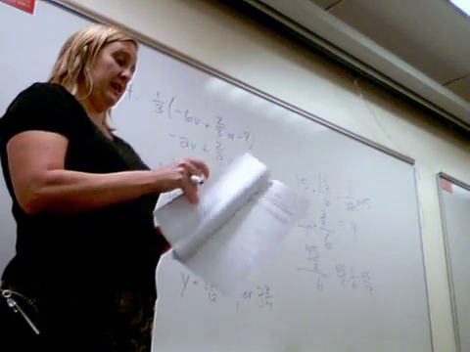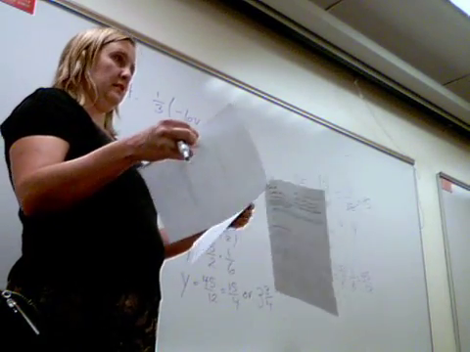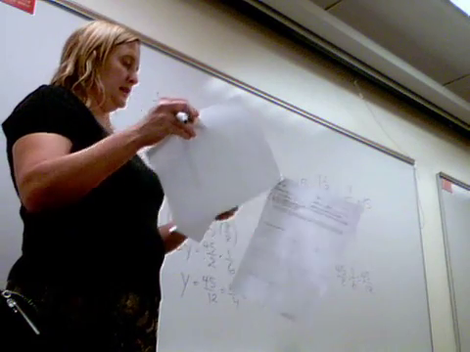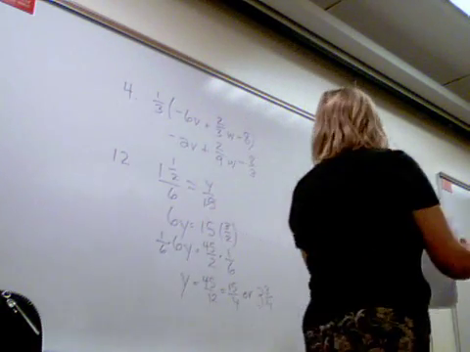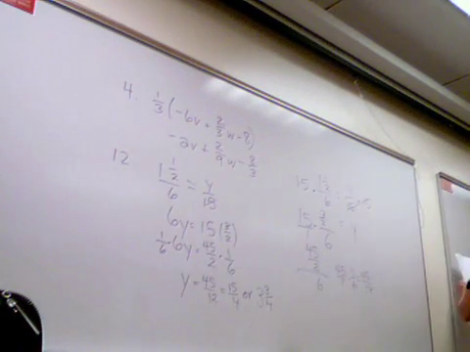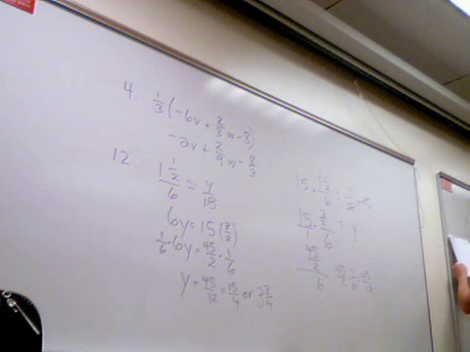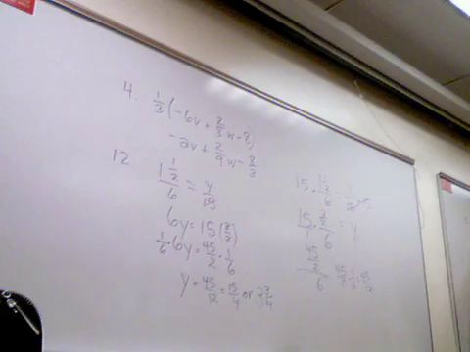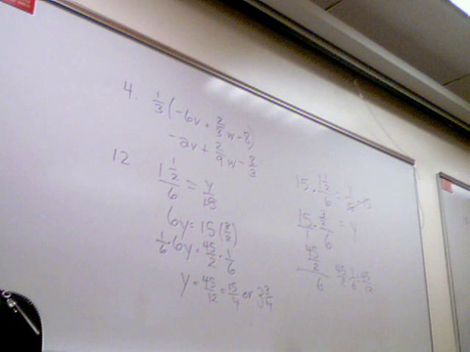I think the last page, almost everybody got it right. Which one? Number 18. A equals 1/2 h(B plus D). A is 48, B is 3, and D is 5.